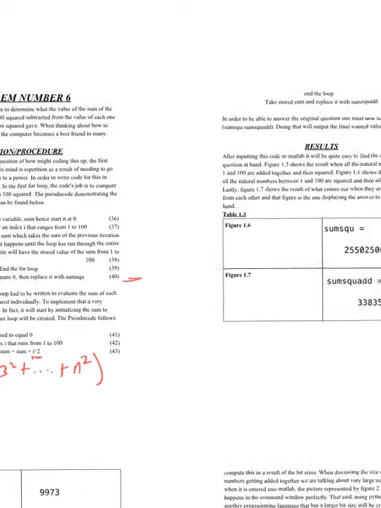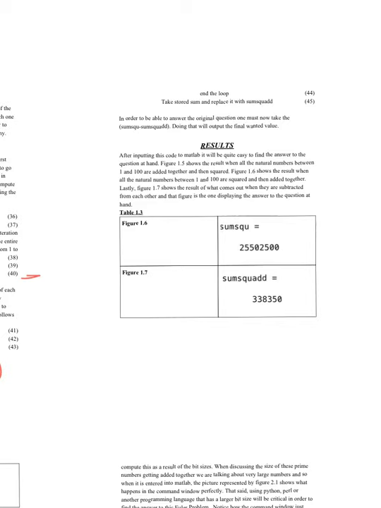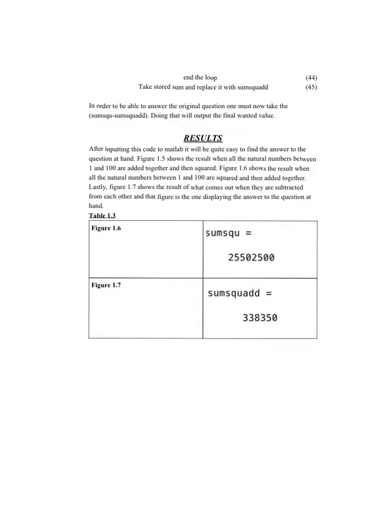In doing that, we can take the stored sum at the very end and replace it with a slightly different variable name. That way we can differentiate between the square of the sum of the natural numbers between 1 and n, versus the sum of the natural numbers between 1 and 100, each individually squared. Once we have those two results, we can take sum skew and subtract sum squared, and then we'll get the value at hand.